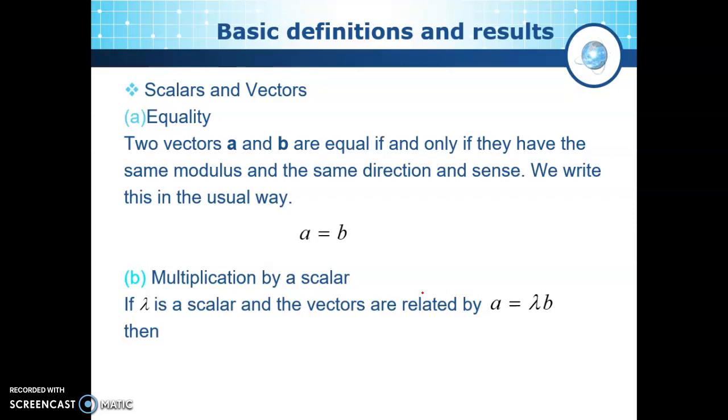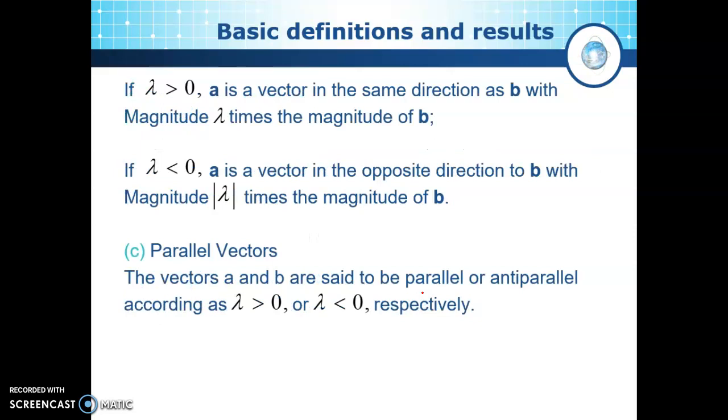Multiplication by a scalar: a scalar has no direction, only magnitude. If lambda is a scalar and the vectors are related by A equals lambda B, then if lambda is bigger than 0, A is a vector in the same direction as B with magnitude lambda times the magnitude of B. If lambda is less than 0, A is a vector in the opposite direction to B with magnitude modulus lambda times the magnitude of B. It means if the direction is positive, bigger than 0, it goes that way. If negative, maybe in this direction. Parallel vectors look like this. Okay, parallel vector.